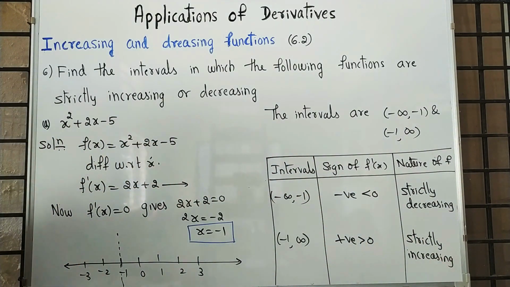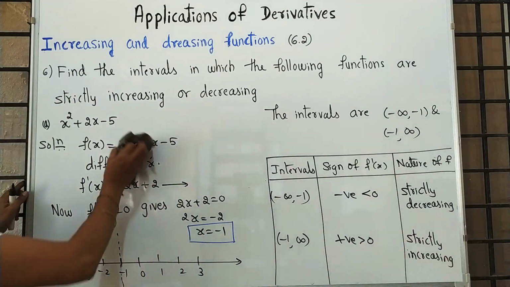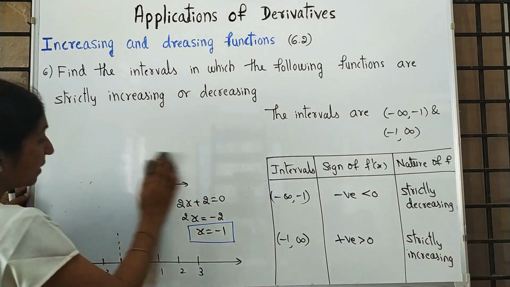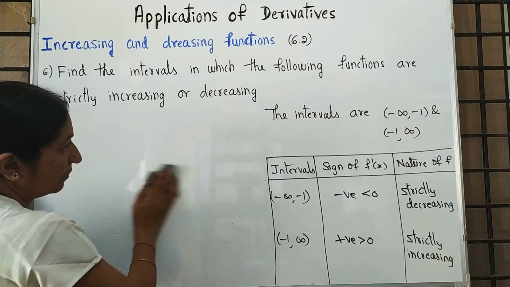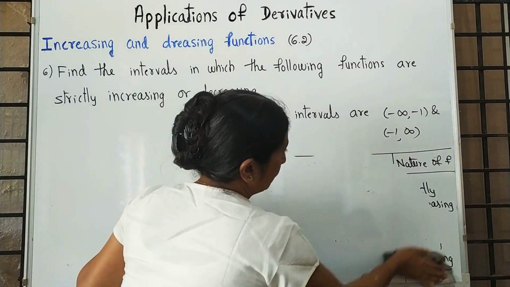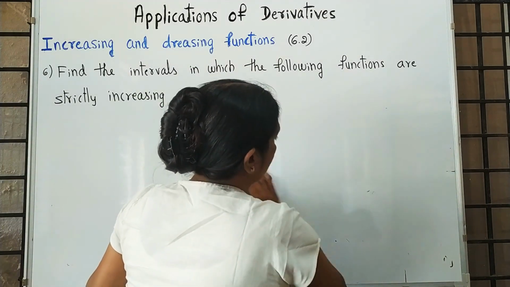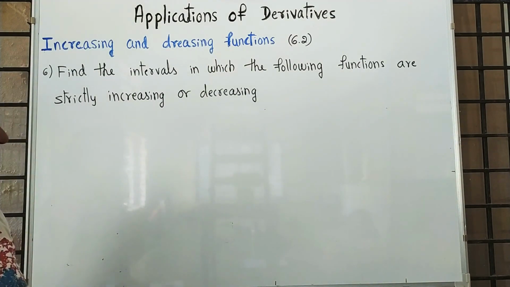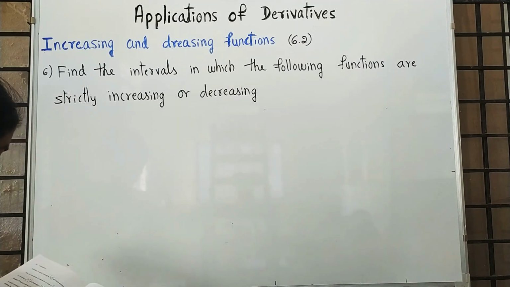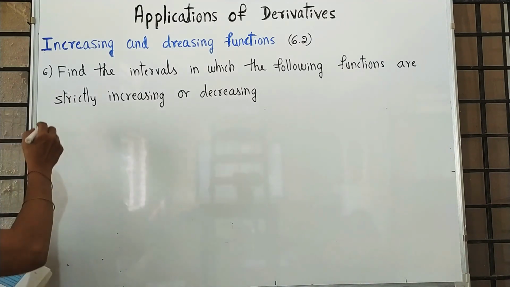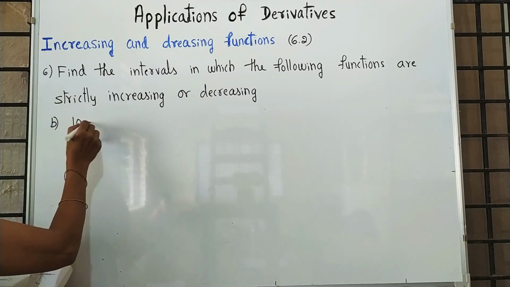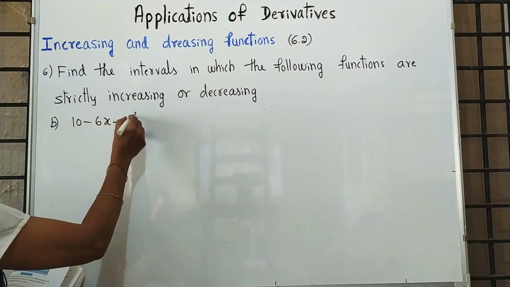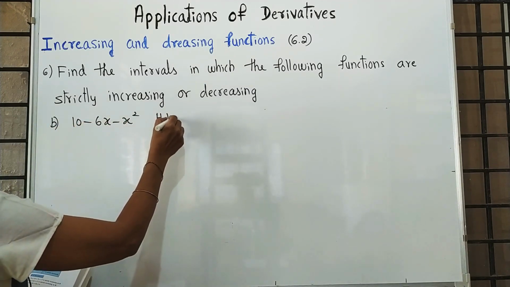Moving to the next question, that is B. In the sixth main question we have 5 questions. Write down the second one. The second question is a homework question because it is similar. Write down B: 10 minus 6x minus x square. This is a homework question.